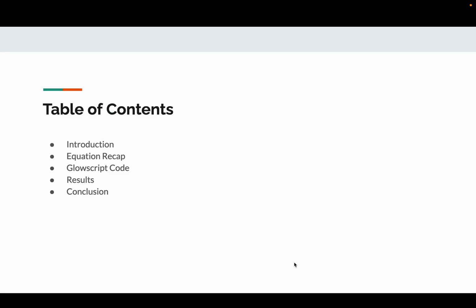Okay, starting off with a table of contents for what I have in the lab presented today. I've got the introduction, equations, recap, the code I used, the results, and the conclusion.